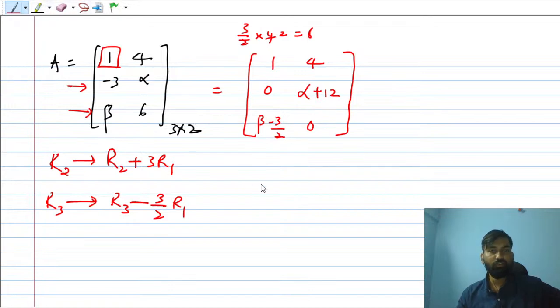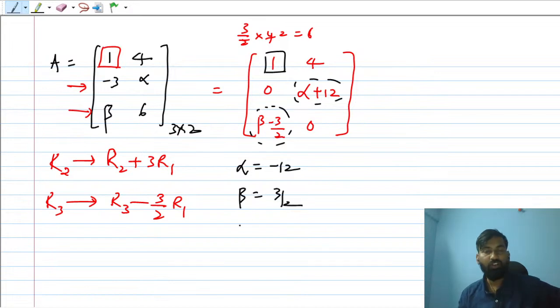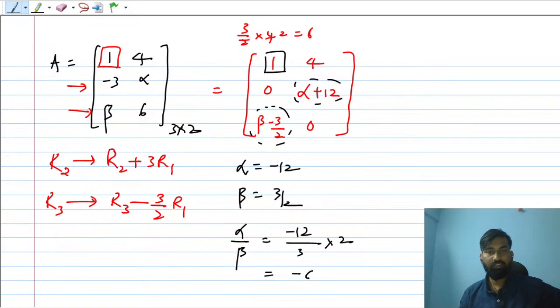Now your life is simple, because we want the number of pivots, or you can say the rank of the matrix, to be equal to 1 only. So these entries should be 0. From here you can immediately say that alpha will be minus 12, and beta is going to be 3 by 2. Now what you have to find is alpha by beta. Alpha is minus 12, beta is 3 by 2, so the answer for this question will be minus 8.